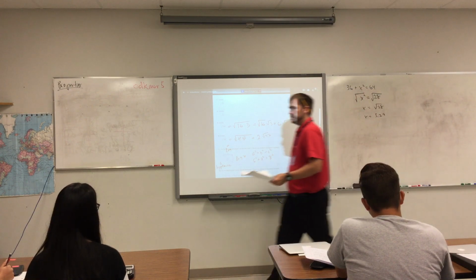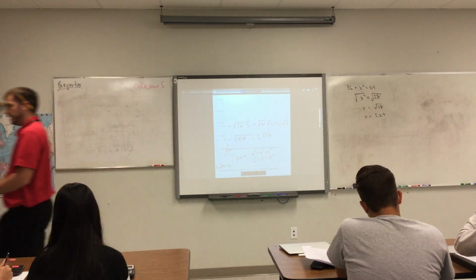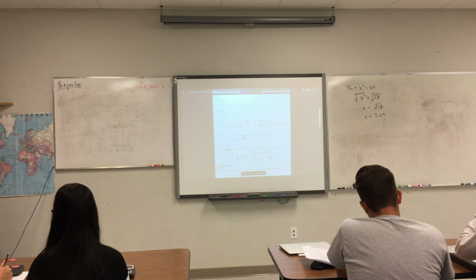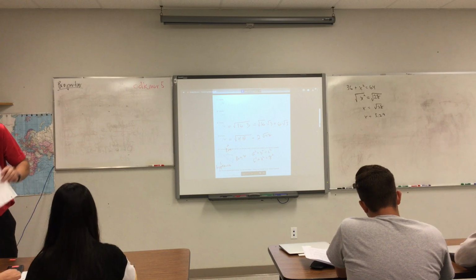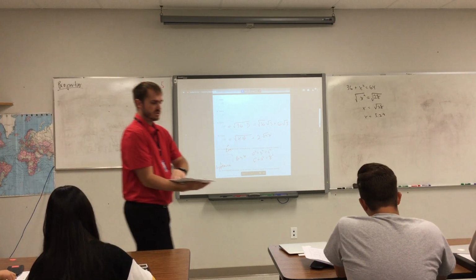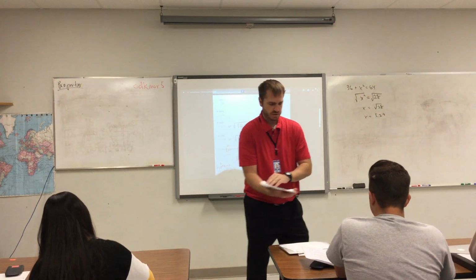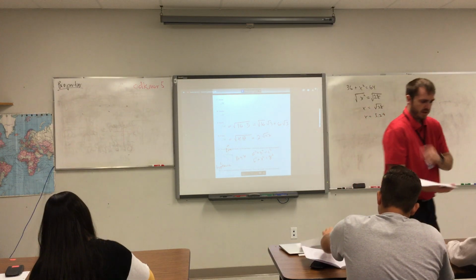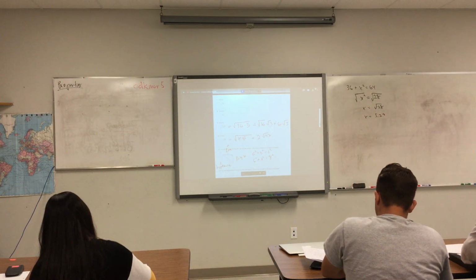Okay? So next up, I'm going to give you a copy of Radical Review 2, and I'm going to give you about 3 or 4 minutes. Don't do every single one in a row, maybe just do the odds, or do one every 3. And then we'll practice some of those together.